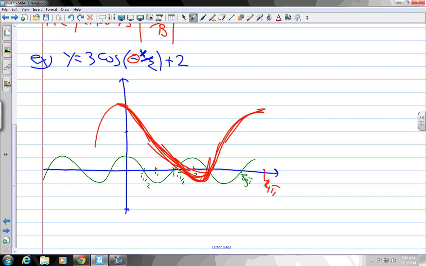Now my new x-intercepts are very fancy. I'm not going to be able to find them yet. They're not trivial. They're not anything in terms of pi, so we won't be able to do them. I mean, we might, but this is the idea. Is that okay? Okay, good.